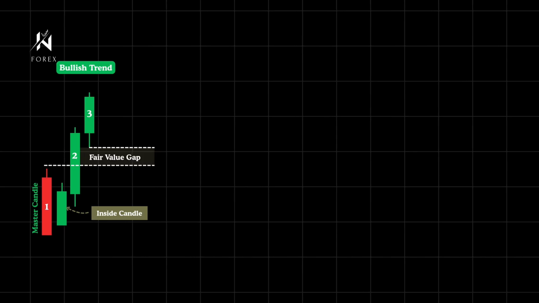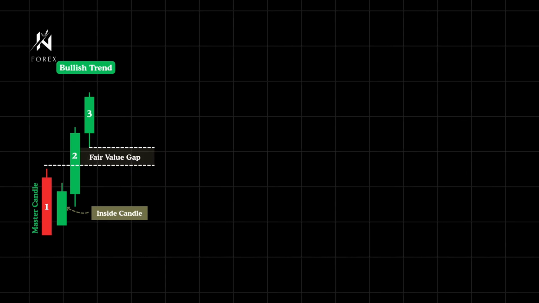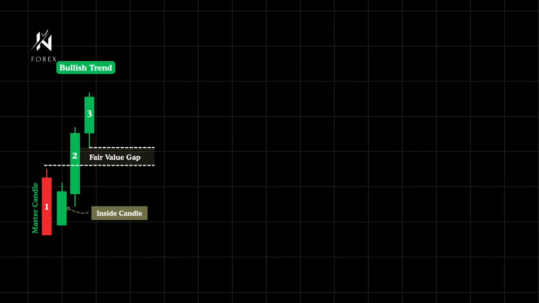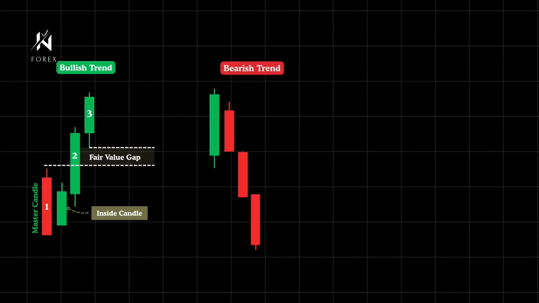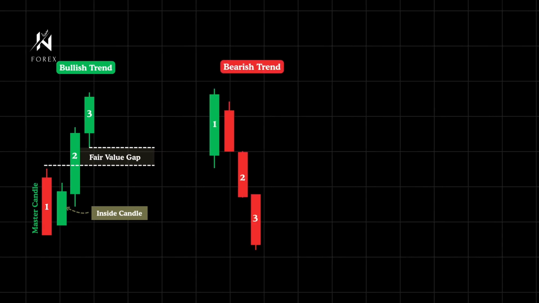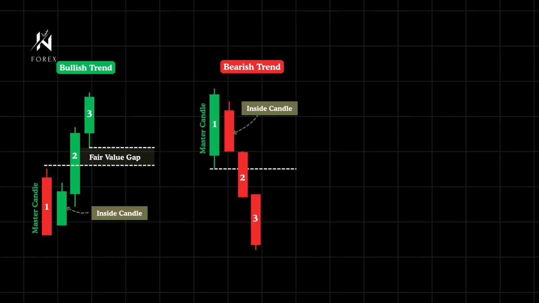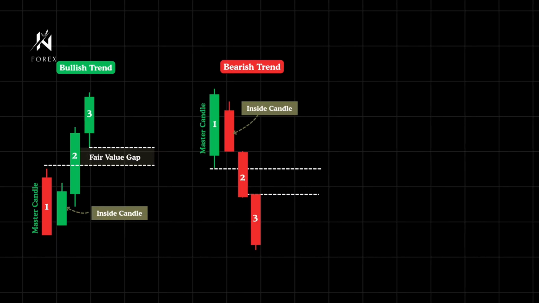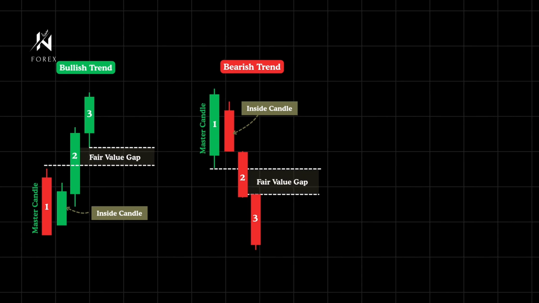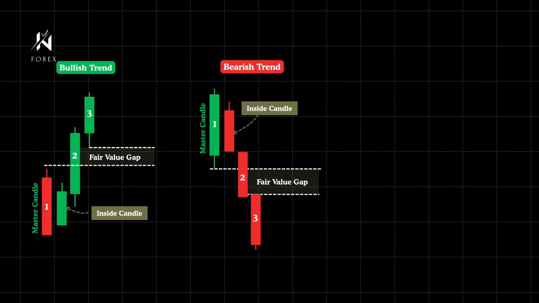Otherwise, many traders mistakenly draw the gap using the high and low of the inside candle, which is incorrect. Similarly, in price action, if an inside candle appears within the master candle, we should draw 2 lines from the lowest point of the large green candle to the highest point of the third candle to illustrate the fair value gap on the chart. This must be marked precisely.